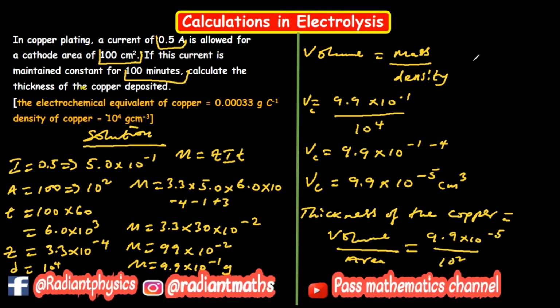So let's finish it up here. The thickness is now going to be 9.9 times 10 to the power of minus 5 over 10 to the power of 2. Here we have a common base 10, so the plus 2 goes up and changes to minus 2. So we are going to have 9.9 times 10 to the power of minus 7. This is the thickness of the copper in centimeter. That is going to be the unit.